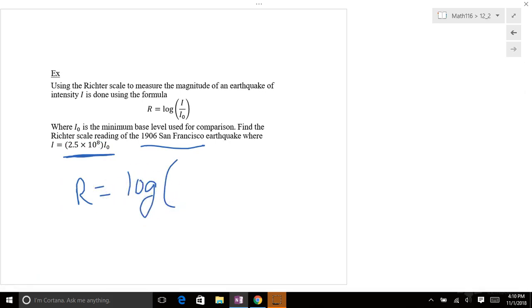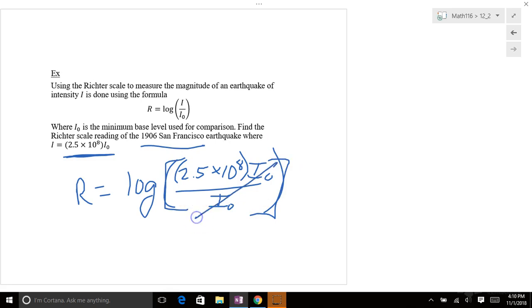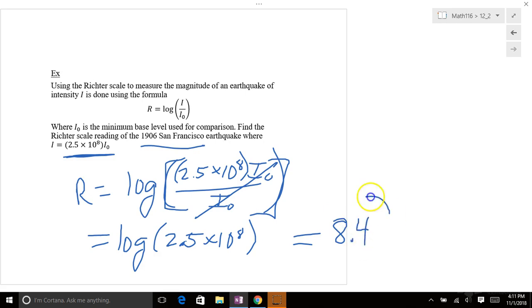Well, the I on the top is 2.5 times 10 to the 8th times I subscript 0, and it's all over this I subscript 0. So I should have brackets right there. Notice the I subscript 0's go, so we're just left with punching this in. Log of 2.5 times 10 to the 8th. So now you just grab your calculator, punch this in, and this ends up being 8.4. So Richter scale of 8.4 was that 1906 earthquake.